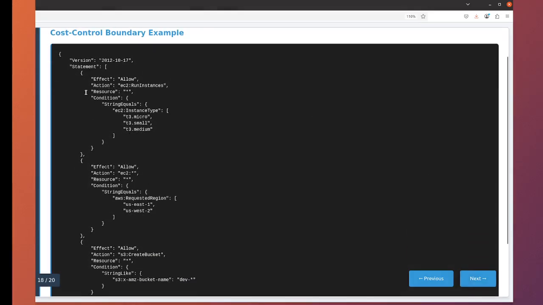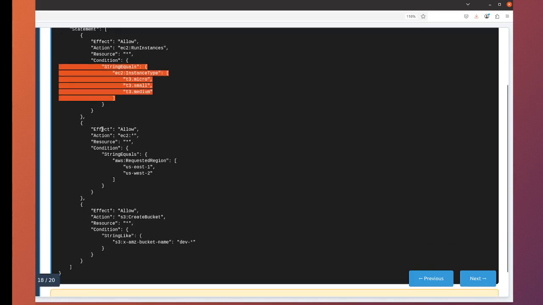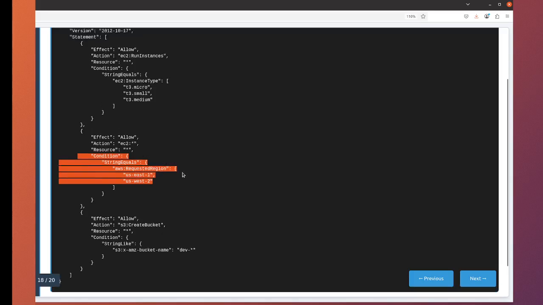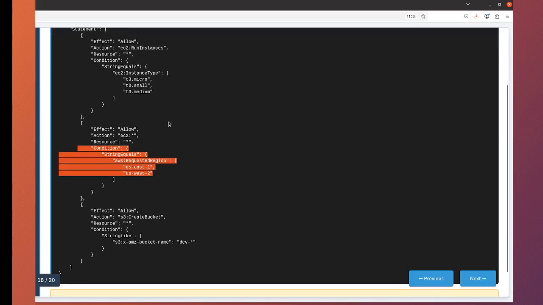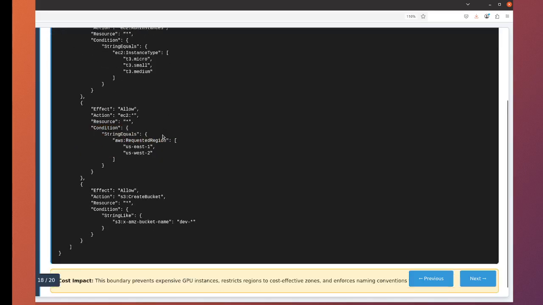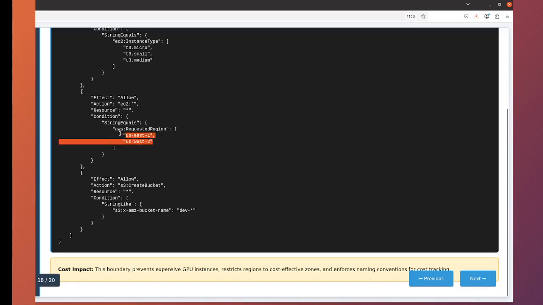Here's something many organizations miss. Permission boundaries are excellent for cost control. By limiting what resources users can create or modify, you can prevent costly accidents and runaway spending. This cost control boundary prevents users from launching expensive instance types or creating resources in costly regions. The instance type restrictions ensure users can't accidentally launch GPU instances when they meant to launch basic compute instances. The region restrictions keep resources in your preferred regions, which might have better pricing or comply with data residency requirements.